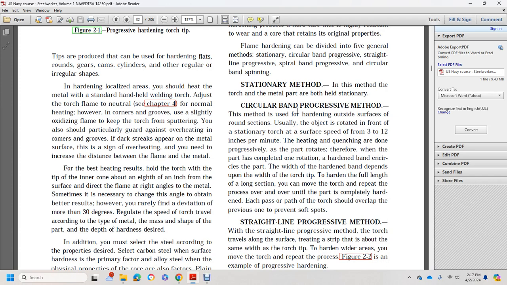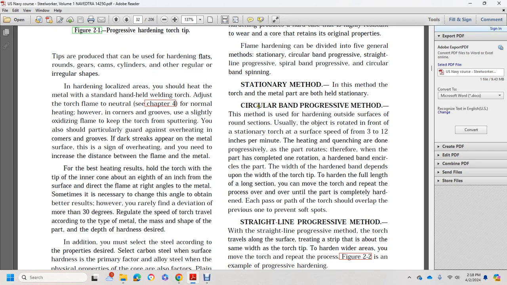The circular band progressive method is used for hardening the outside surface of a round section. The object is usually rotated in front of a stationary torch at a surface speed of 3 to 12 inches per minute. Heating and quenching are done progressively as the part rotates. Therefore, when the part has completed one rotation, the circle of the part is hardened. The width of the hardened band depends upon the width of the torch. For the full length of a long section, you move the torch and repeat the process over and over until the part is completely hardened.